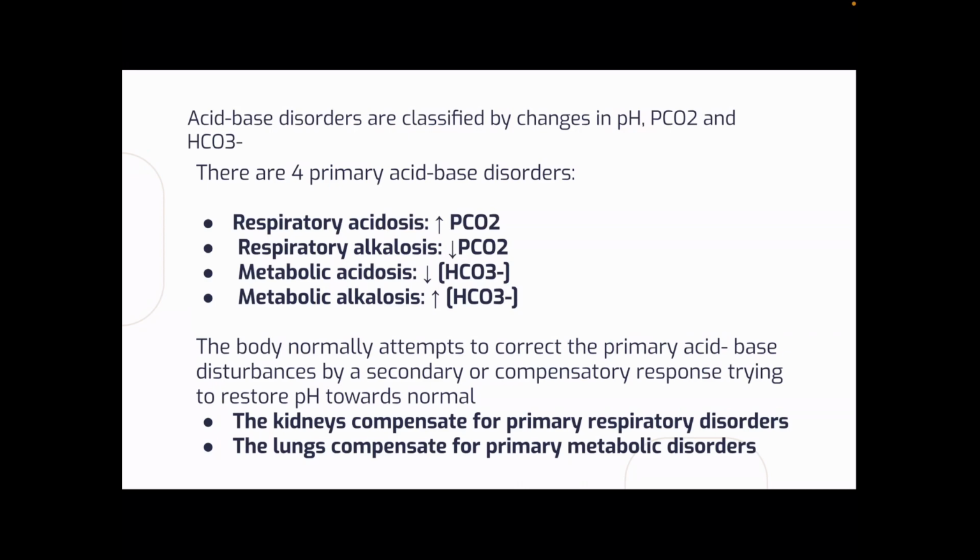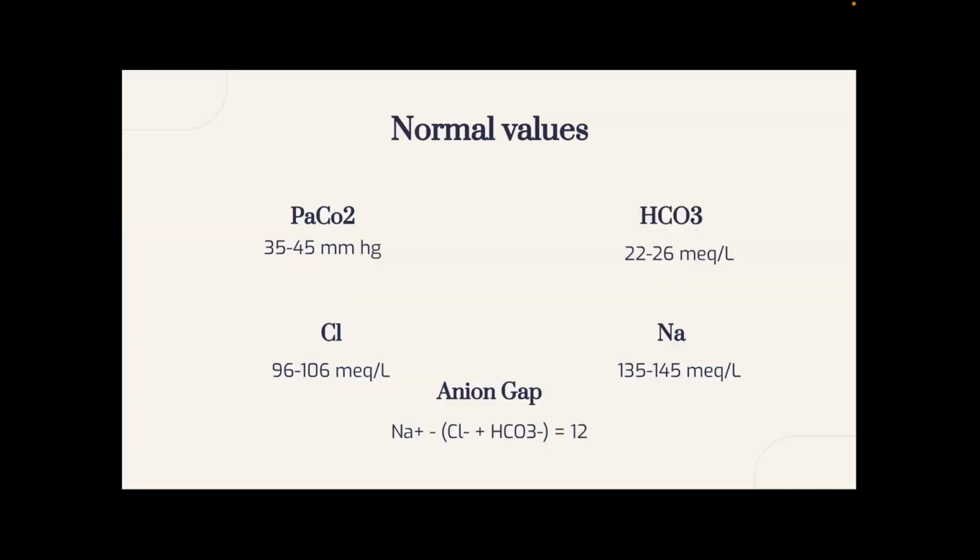If I have, for example, asthma or COPD, my CO2 is high, the kidneys will try to retain and raise bicarbonate to compensate for the acidity coming from COPD or asthma. These are the normal values. I don't think you should memorize them, but you should memorize the anion gap formula.